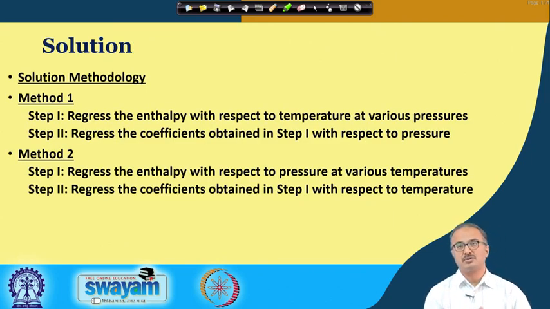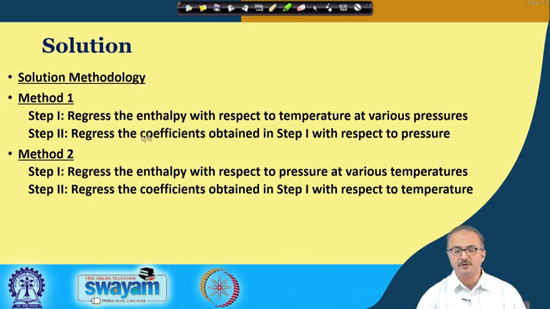In this case also we may adopt one of two methodologies. One method is this: first we regress the enthalpy with respect to temperature at the various pressures, and then we regress the coefficients obtained in step 1 with respect to pressure. That means for various pressures we are regressing for the given temperature. Then, in that equation, we just put the pressure which has been given to us and we get the value of the enthalpy.